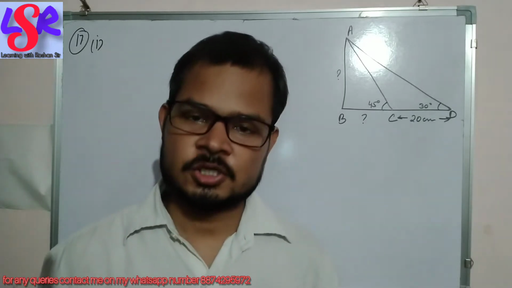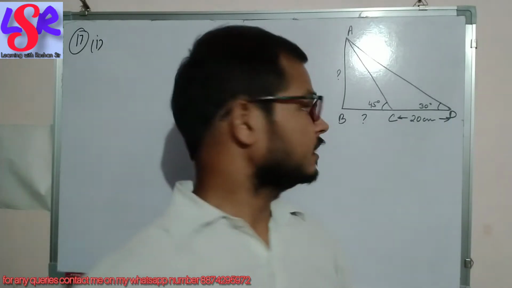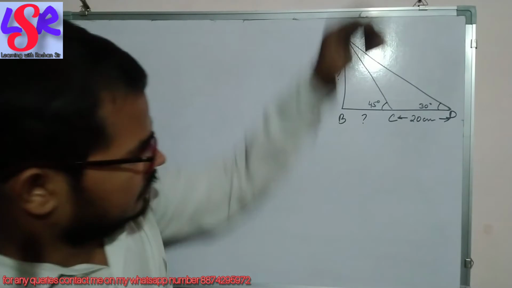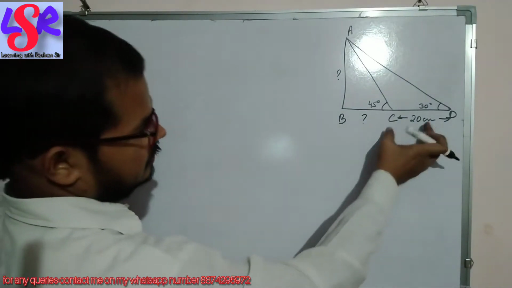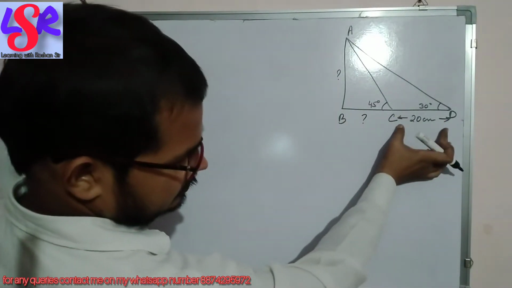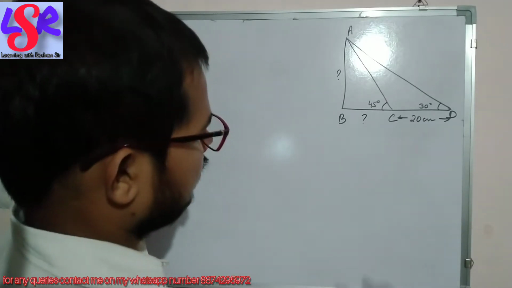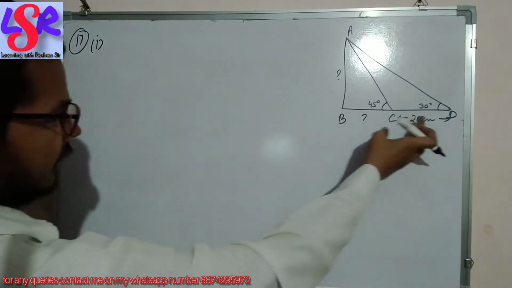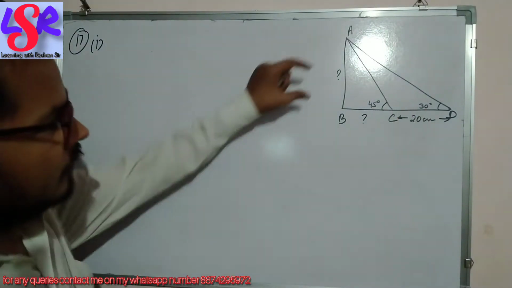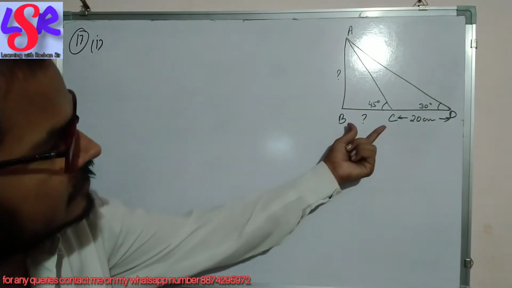Now here we are having question number 17, first part. In this one we have been given the triangle ABCD and the length of CD is being given as 20 centimeter. We are having this angle as 45 degree and this one as 30. We have to find the length of AB as well as BC.